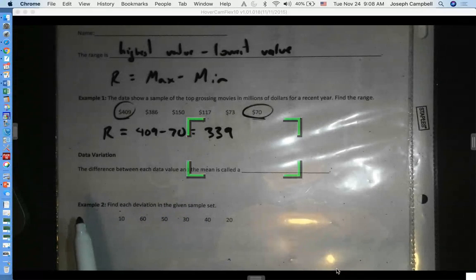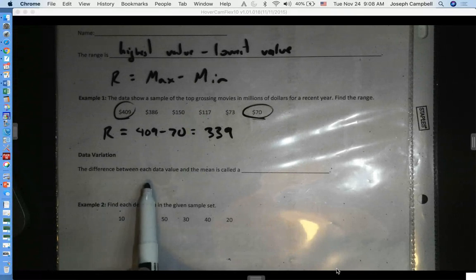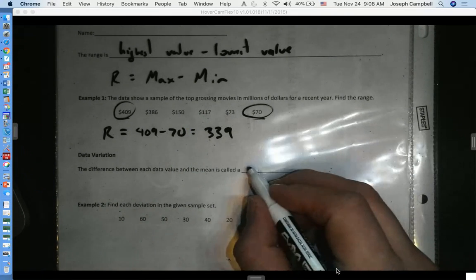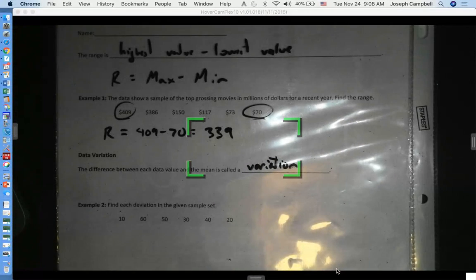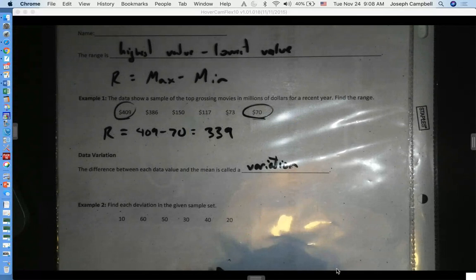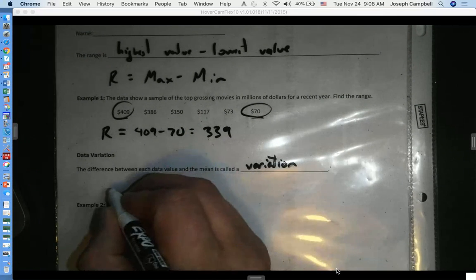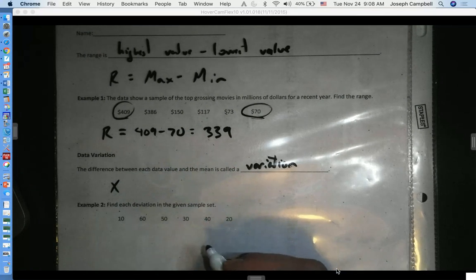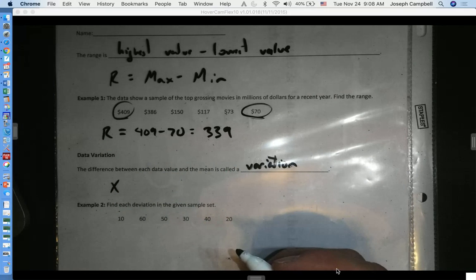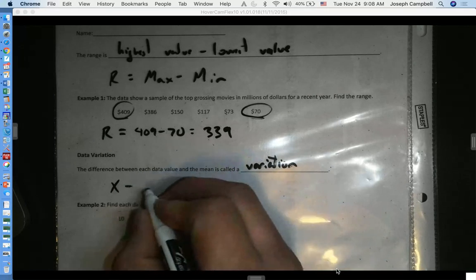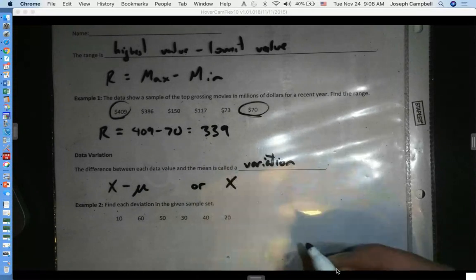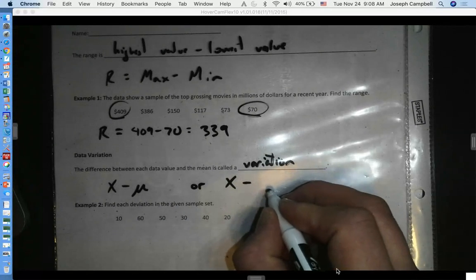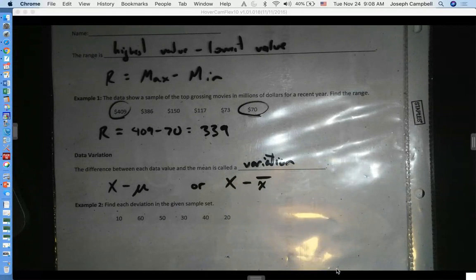All right, so data variation. The difference between each data value and the mean is called a variation. Okay, that variation can occur within the population or within a sample, right? So some random variable x, you subtract the population mean, or perhaps you have a sample, so we're taking some data value, some instance of x, and you're subtracting x bar from it. This is known as variation.